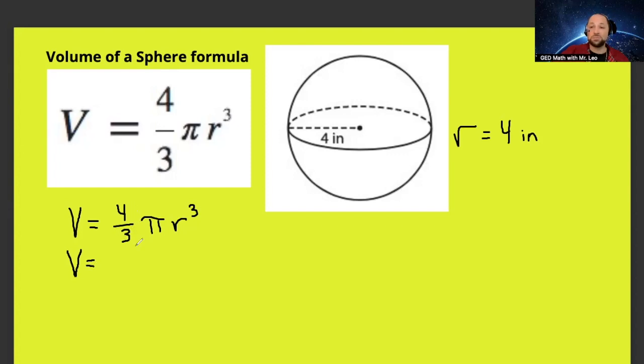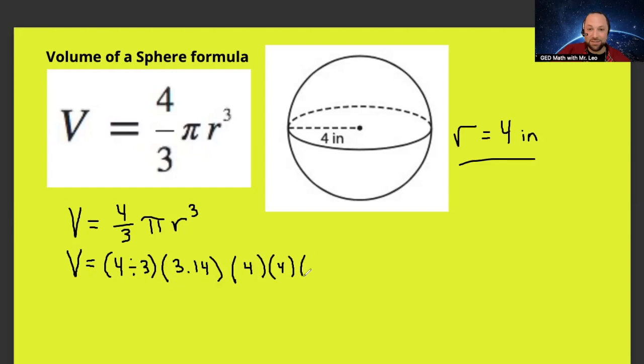4/3 is a fraction. All I want you to do is open a parenthesis and write 4 divided by 3. This is one way to deal with any fraction you ever see. Pi is 3.14. And now we have radius to the third power. We indicated that radius is 4. So I need to see that 4 written out 3 different times. 3 instances of the 4. This essentially is going to make us do 4 times 4 times 4 again.